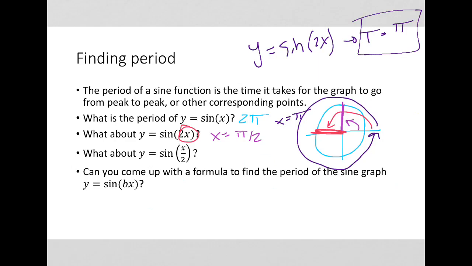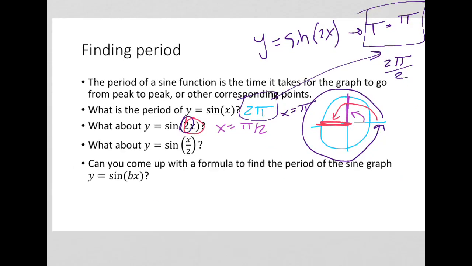Think about mathematically how we get from 2 pi to pi. We took that normal period and we divided it by 2. Where did that 2 come from? The 2 came from that coefficient right there. Okay, well, what about sine of x over 2? It's going to be the same idea.